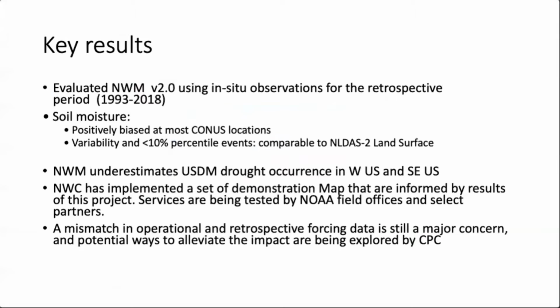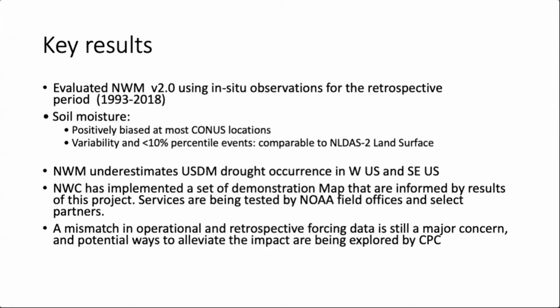So in conclusion, the key results: during this project, CPC evaluated National Water Model version 2.0 using in situ observations over the retrospective period of 26 years. For soil moisture, it shows positive bias at the most common locations, and for drought events below the 10th percentile, it's slightly better than the NLDAS land surface model. And the National Water Model will underestimate the drought occurrence in the West US and East US compared to the USDM.